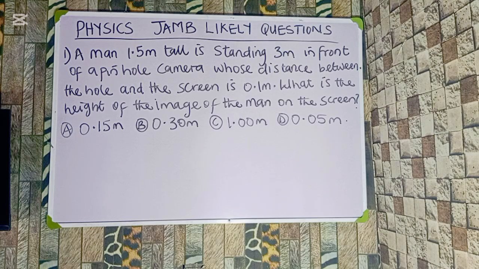A man 1.5 meters tall is standing 3 meters in front of a pinhole camera whose distance between the hole and the screen is 0.1 meters. What is the height of the image of the man on the screen? We are given option A to be 0.15 meters, option B to be 0.30 meters, option C to be 1.00 meters, option D to be 0.05 meters. So let's get into the solving.